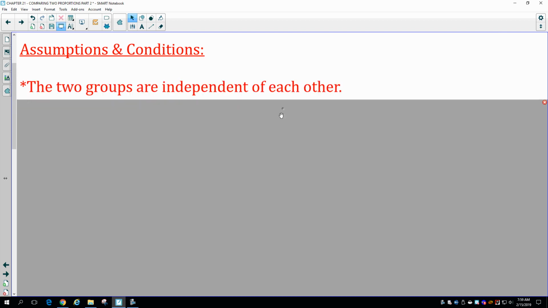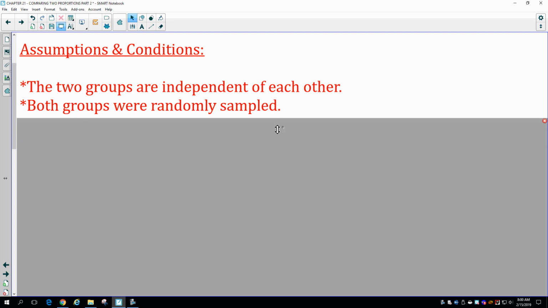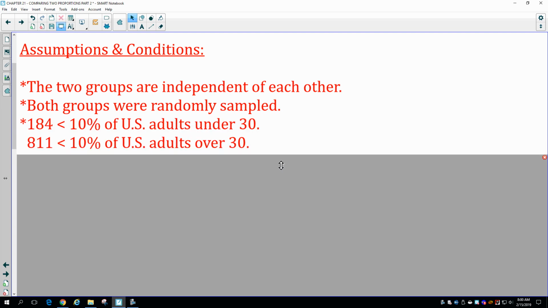One thing we need to know is that the two groups are independent of each other. So the young people snoring doesn't affect the old people snoring, and I think we can assume that's true. Both groups need to be randomly sampled. The problem says they were randomly sampled, so we're good there. We need to check that both groups represent less than 10% of their population. The 184 under 30 and the 811 30 and over are definitely less than 10% of those categories in the United States.